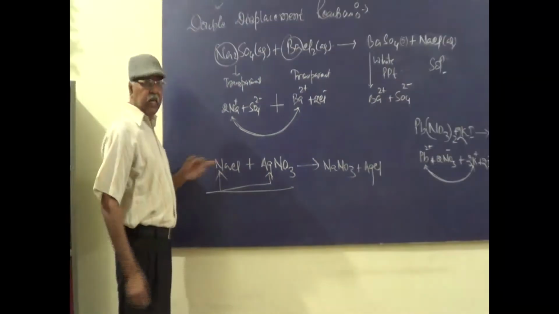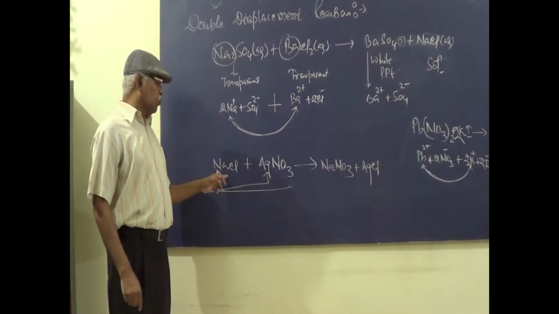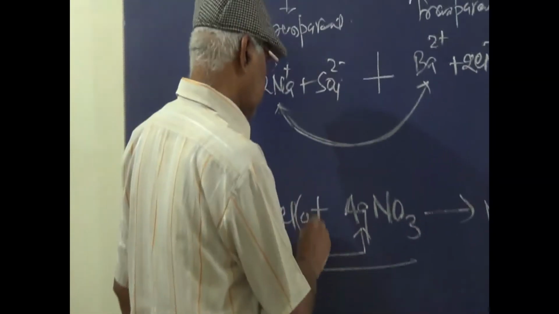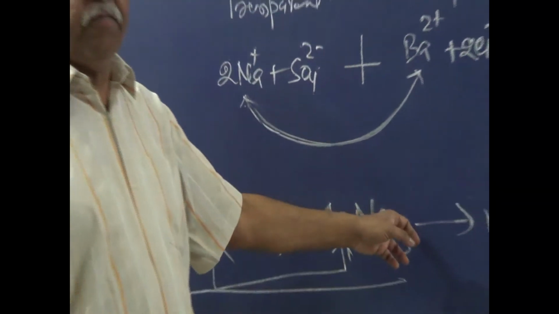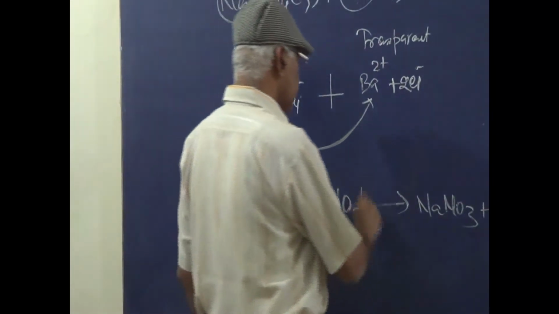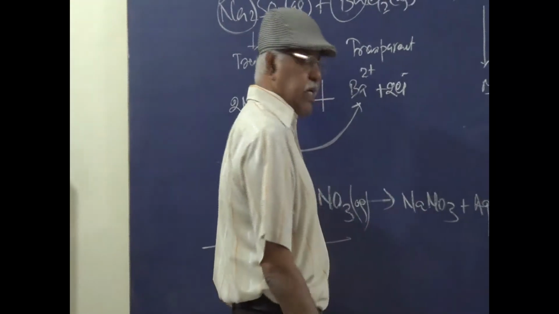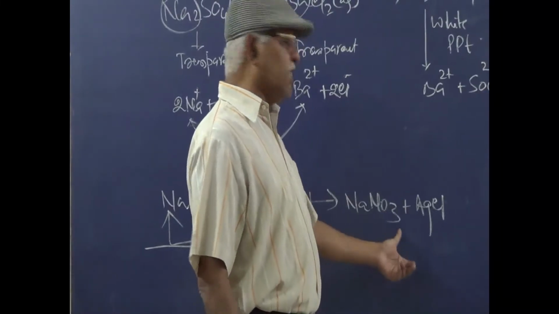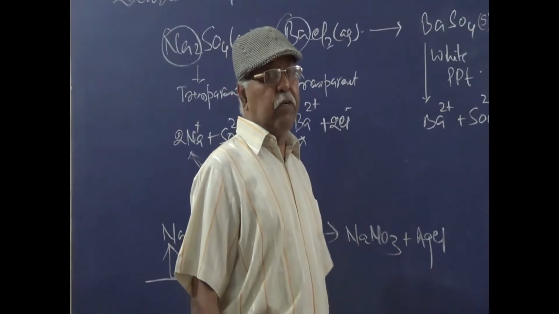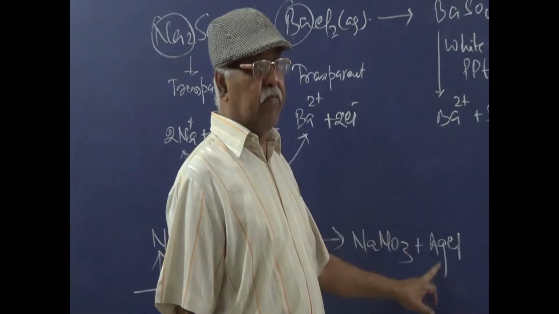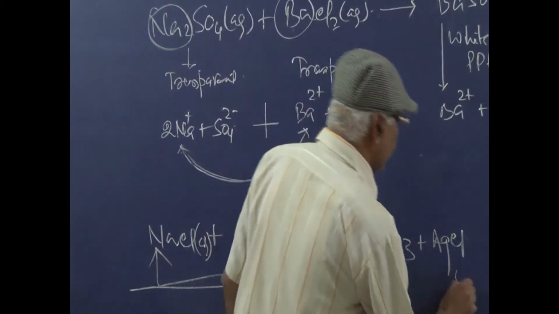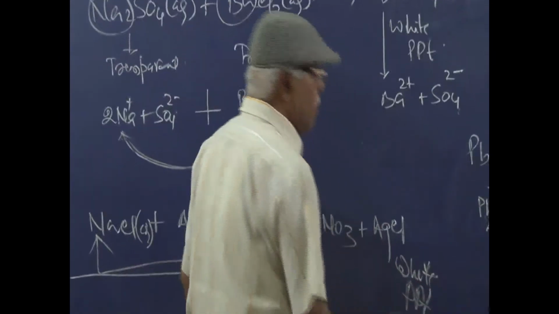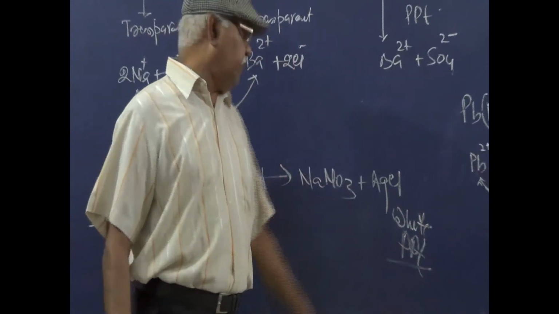We can go with the activity. Again, we take the sodium chloride aqueous solution and silver nitrate, also an aqueous solution. Then what will you get? Sodium nitrate and AgCl. A white precipitate of AgCl will be formed.